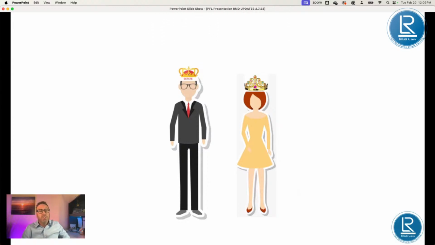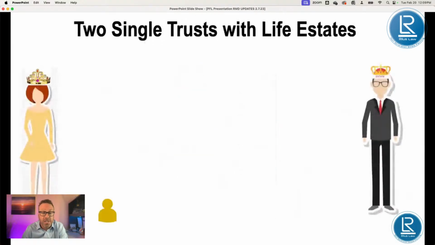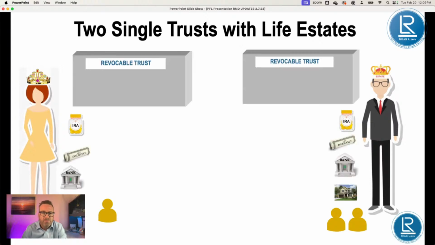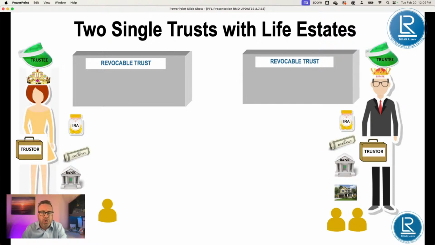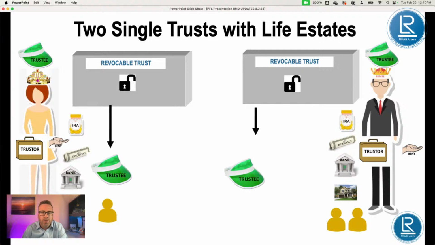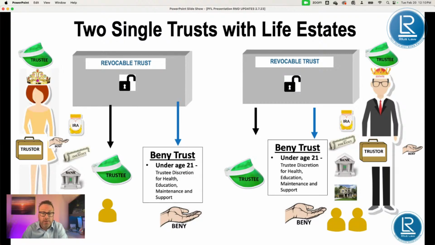Okay, so this is two single trusts. Mr. and Mrs. Estate in this example each have their own set of kids from before the relationship, and they each have an IRA and some assets. So they each create their own trust. They're going to be the trustor, the boss of their trust. They're the trustee that manages, and they're the beneficiary of their trust. It's unlocked, meaning revocable. They're going to choose who's going to manage their trust when they're gone, and where it goes, and when and how it gets there.